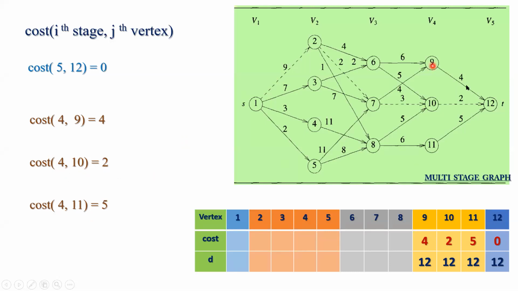So from 9, the cost is 4. From 10, the cost is 2. From 11, the cost is 5. And I am updating. From 9, 10, and 11, the edges are leading to the vertex number 12, that I am indicating in the table.